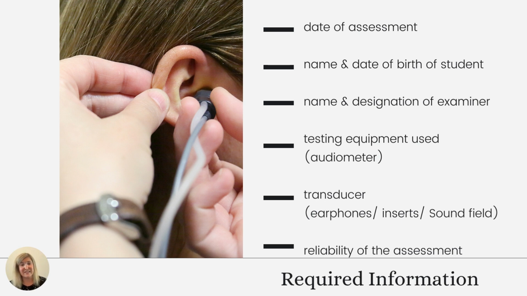The date of testing is necessary to reveal how recent the testing was done. The name and date of birth of the individual being tested is also required, in addition to the examiner's name and professional designation. The equipment make and model or audiometer used during the testing is also required.